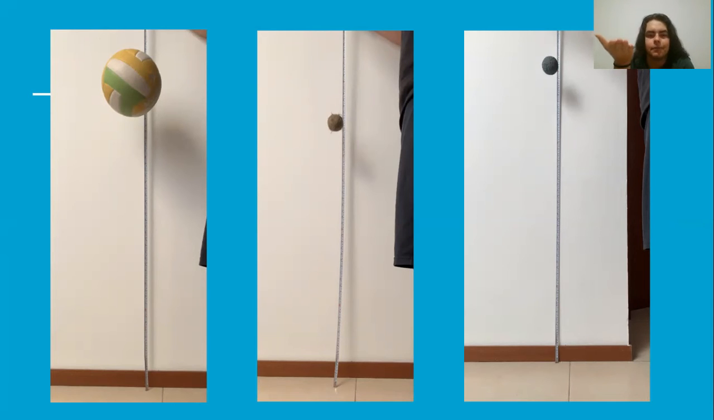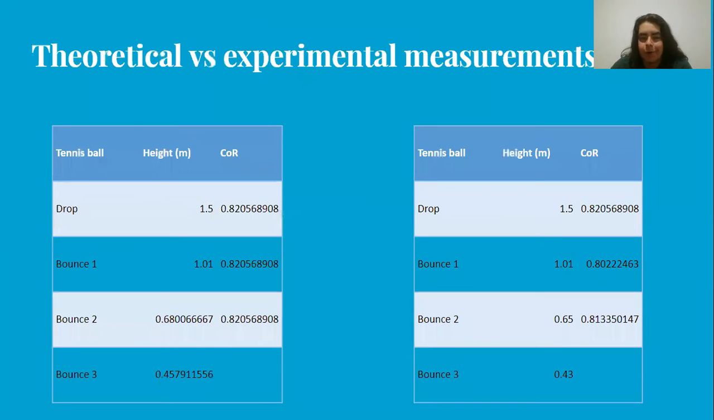I had my ball in my hand, and then I dropped it, and I tried to make them not move horizontally, so it would be easier to measure their heights on the video. So, our results. The right table contains the experimental measurements, or the results, and the left one the theoretical ones, or the ones that we would get if we had optimal or perfect conditions.